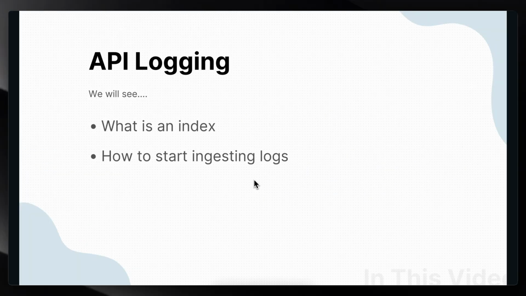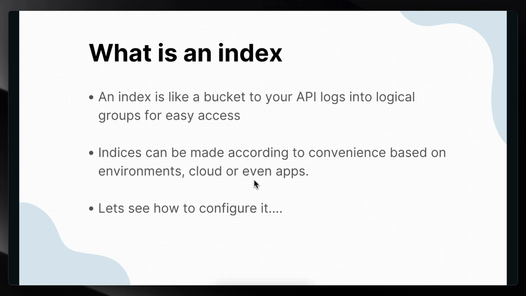In this video, we are going to see how we can start ingesting logs and what is an index in APIwiz logging. An index is like a bucket for your API logs, which can be used to group the log data for easier access. Indices can be made according to convenience based on environment like production, stage, and testing, based on cloud providers, and even for each individual app.